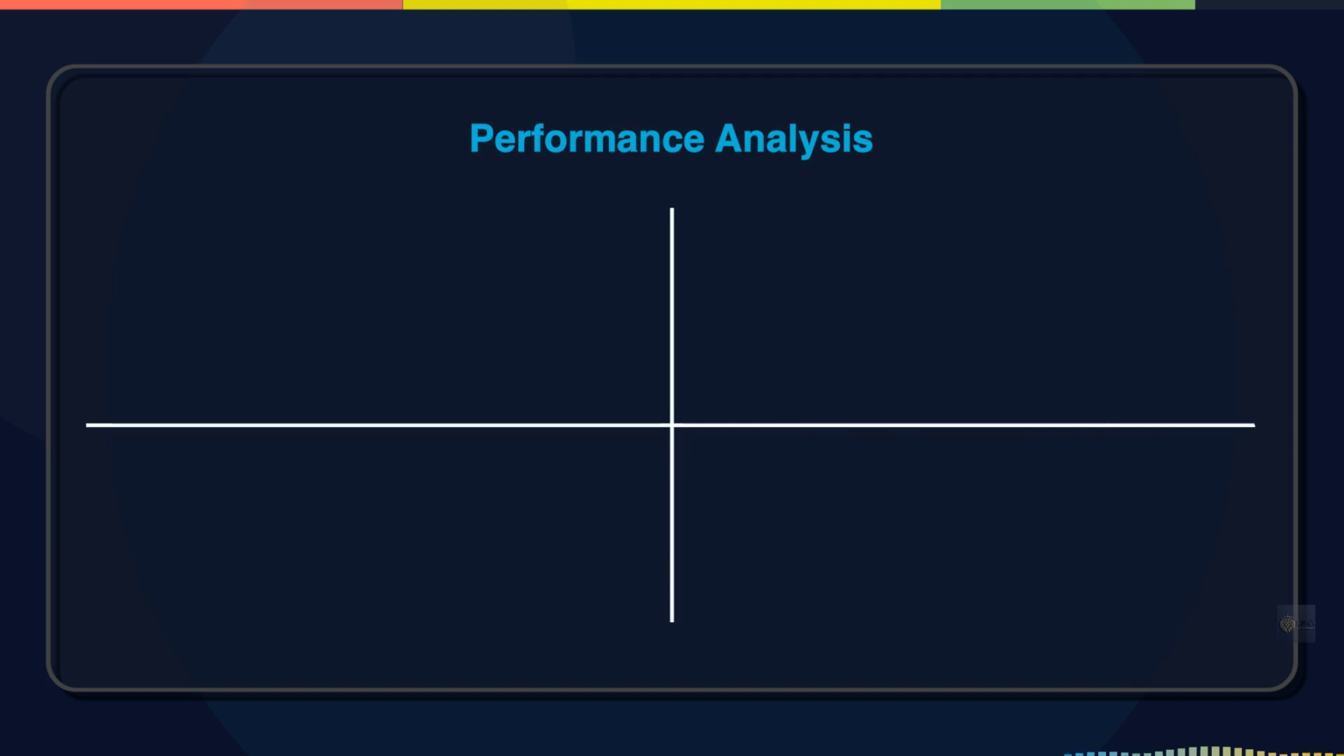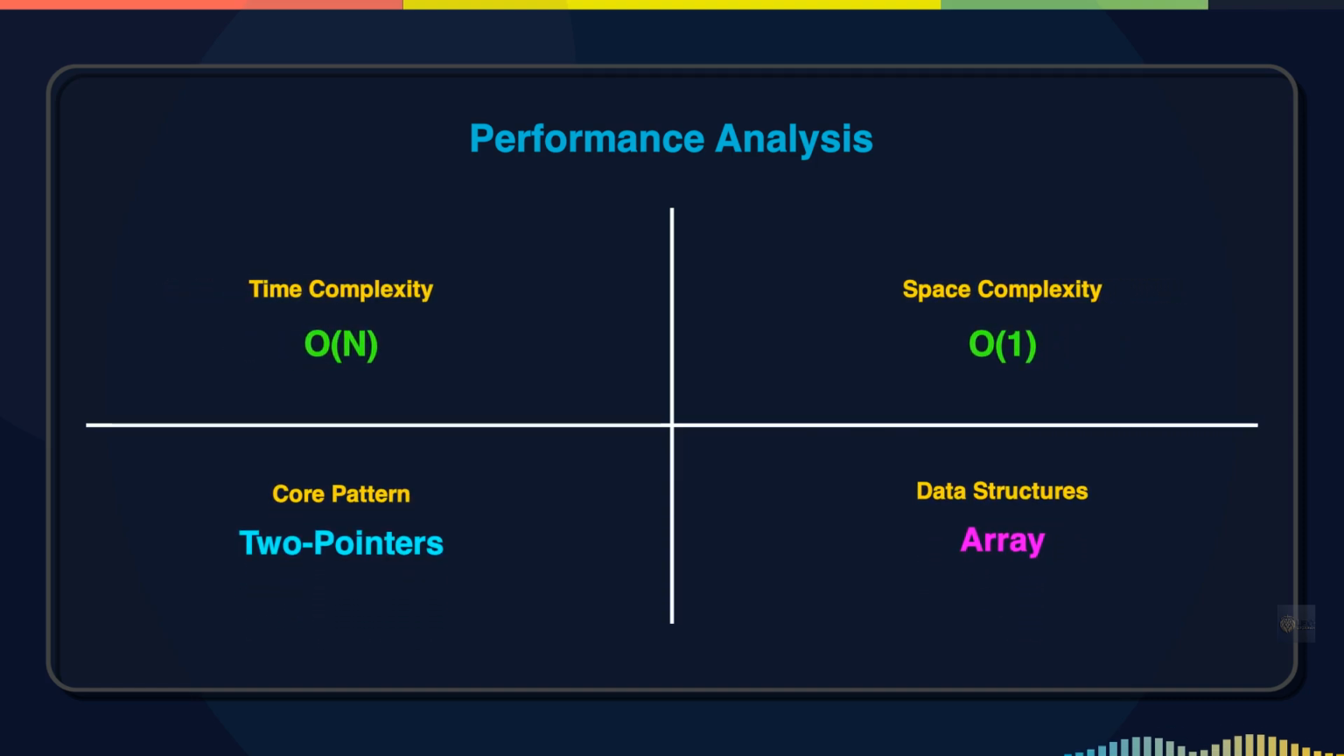Looking at the complexity, the time complexity is O of n, because we traverse the array exactly once. The space complexity? O of 1, as we only use a few variables for pointers and the maximum area. And that is the container with most water challenge, mastered.